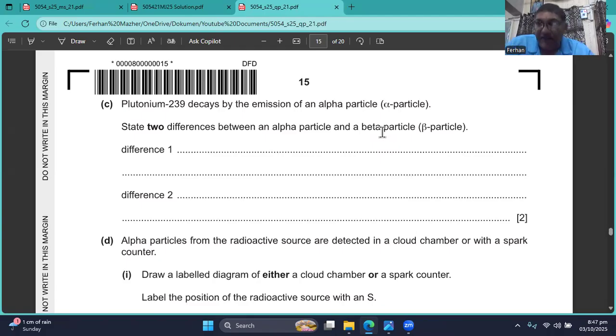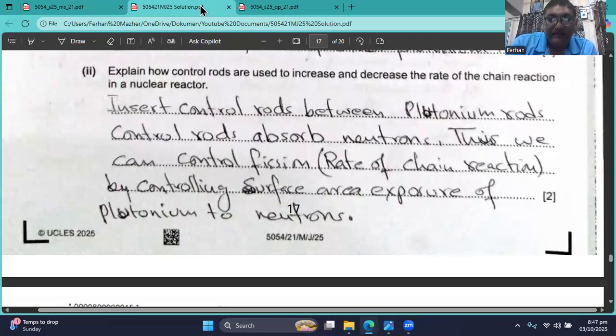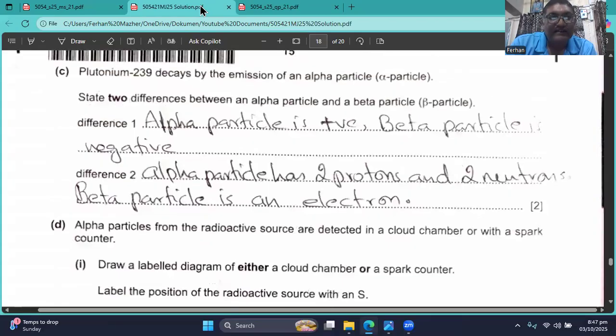You see, the alpha particle is the nucleus of helium, and the beta particle is an electron. The alpha particle has positive charge. The beta particle has negative charge. The alpha particle has 2 neutrons and 2 protons, so its mass is like 4, and the beta particle's mass is 0. So that's the difference between them. So just remember these things.